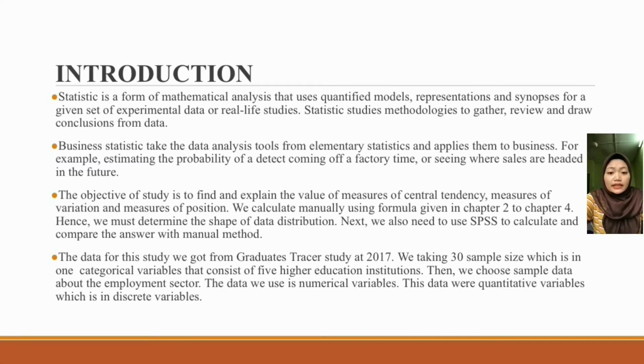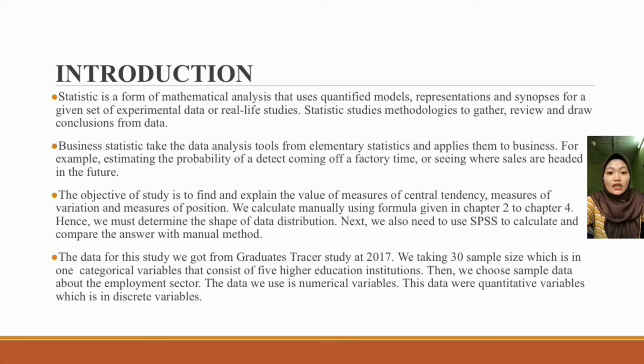The objective of the study is to find and explain the values of measure of central tendency, measure of variation, and measure of position. We calculate manually using the formulas given in chapter 2 until chapter 4. Hence, we must determine the shape of the data distribution. Next, we also need to use SPSS to calculate and compare the answer with the manual method.